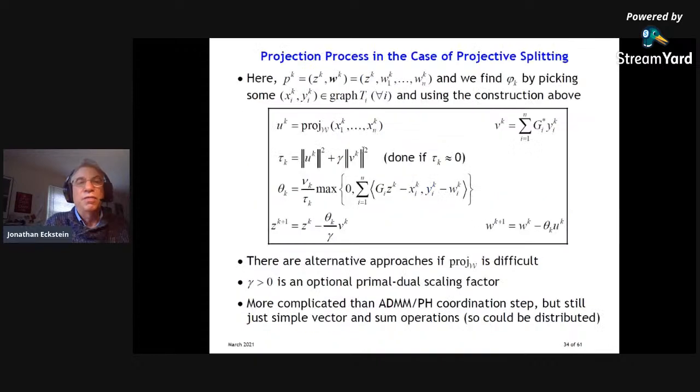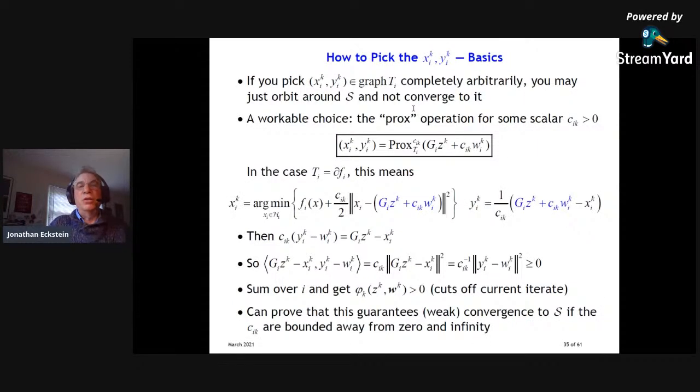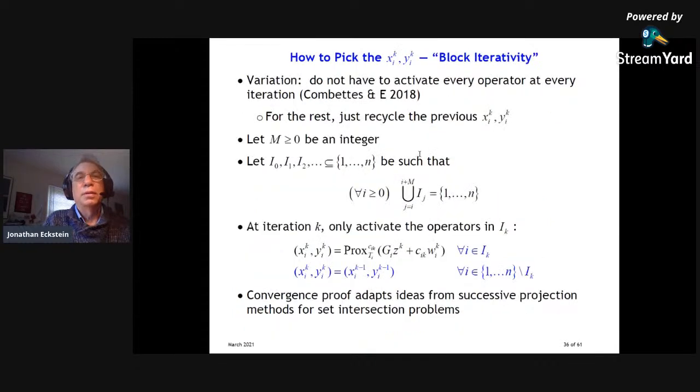So the question is, okay, that's fine, but how do you pick these xi's, yi's? If you don't pick them well, you'll just kind of orbit and you'll never converge to the set you want to converge to. It turns out that you can use what's called a prox operation, which is basically this weird looking quantity in here, which basically means I just minimize a quadratic perturbation of the function and then do some simple calculation. And if you choose the xi, yi's in that way, then it turns out you get a convergent algorithm from this approach.